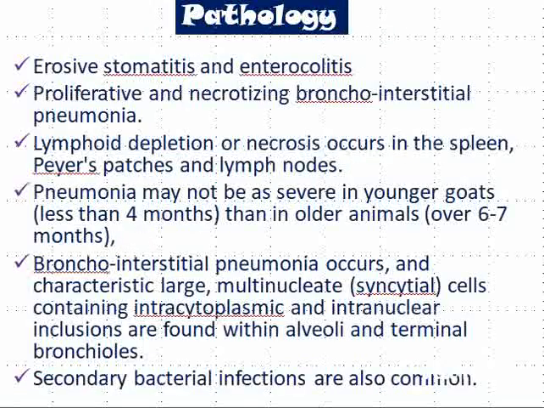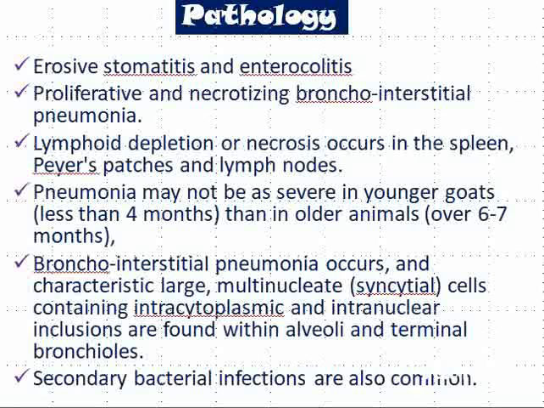Regarding gross and microscopic lesions produced by this PPR virus in the infected host, pathological changes associated with PPR virus include erosive stomatitis and enterocolitis, similar to that of rinderpest in cattle. That's why it is also called ovine rinderpest. There is also proliferative and necrotizing bronchointerstitial pneumonia. Lymphoid depletion or necrosis occurs in the spleen, Peyer's patches and various lymph nodes.